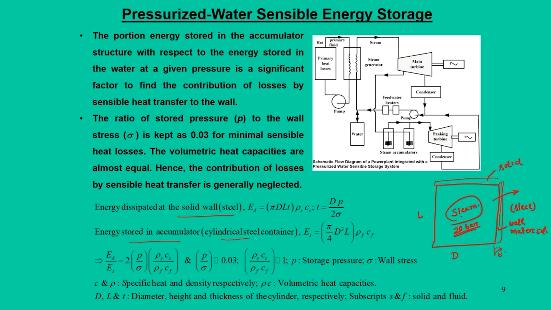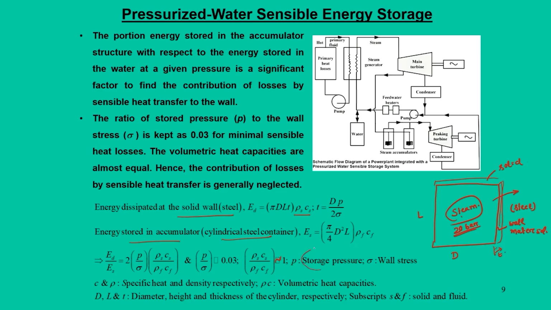So, it is a cylindrical steel container with dimensions D, L and T. Two things can be quantified here: one is the storage capacity of the solid material, rho s and Cs, and the other is the storage capacity of the steam, rho f and Cf, that is density and specific heat of the fluid and density and specific heat of the solid. These are of the same order, which means they should have the same capacity.